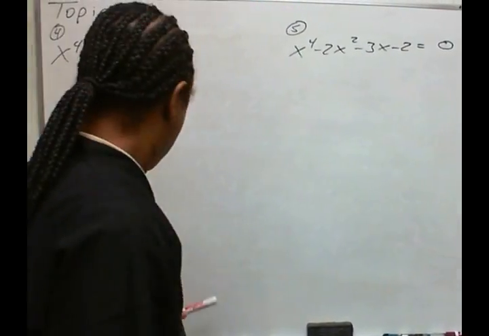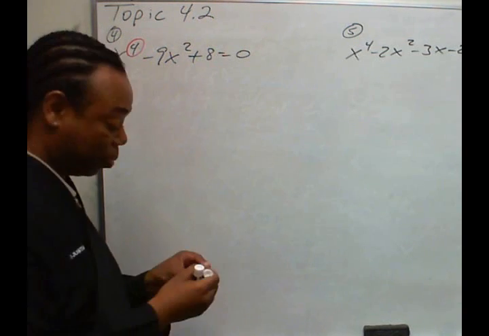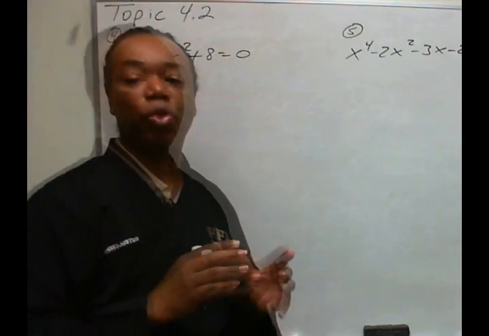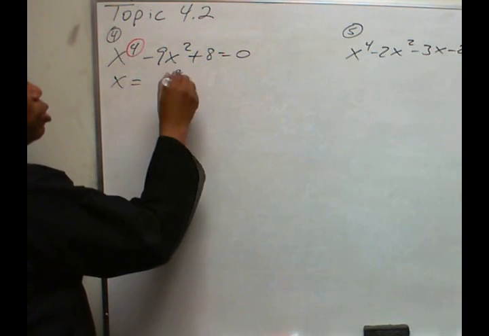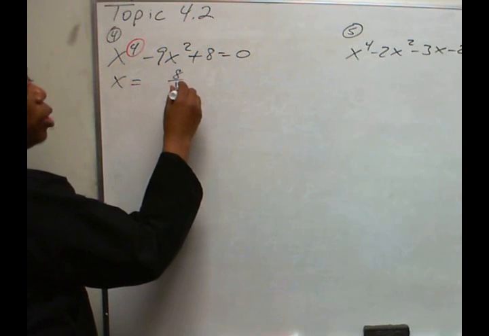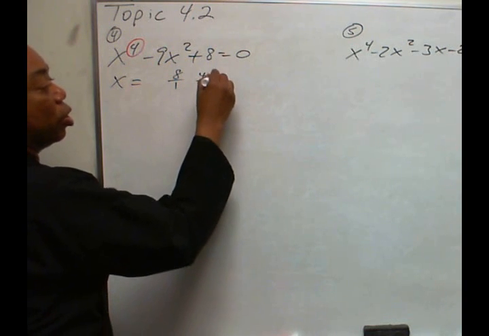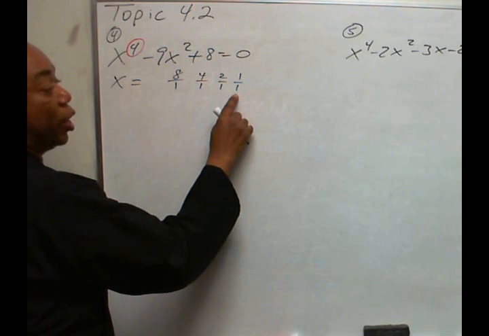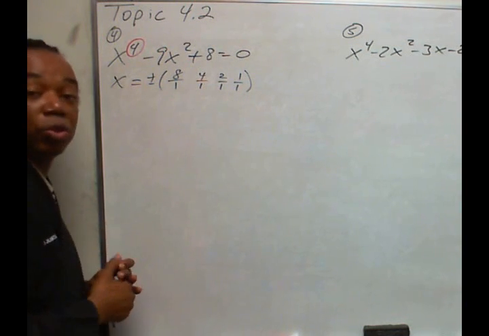So let's begin. This has a total of 4 solutions. You can tell that by the highest power. Now, to find the possible rational solutions, we're going to take plus or minus the final constant, 8, over the first coefficient, which is 1, and then all the factors that can go into 8. Like 4 can go into 8, 2 can go into 8, and 1 can go into 8. So this is actually 4 possible rational solutions. If I put plus or minus here, it turns it into 8 possible rational solutions.